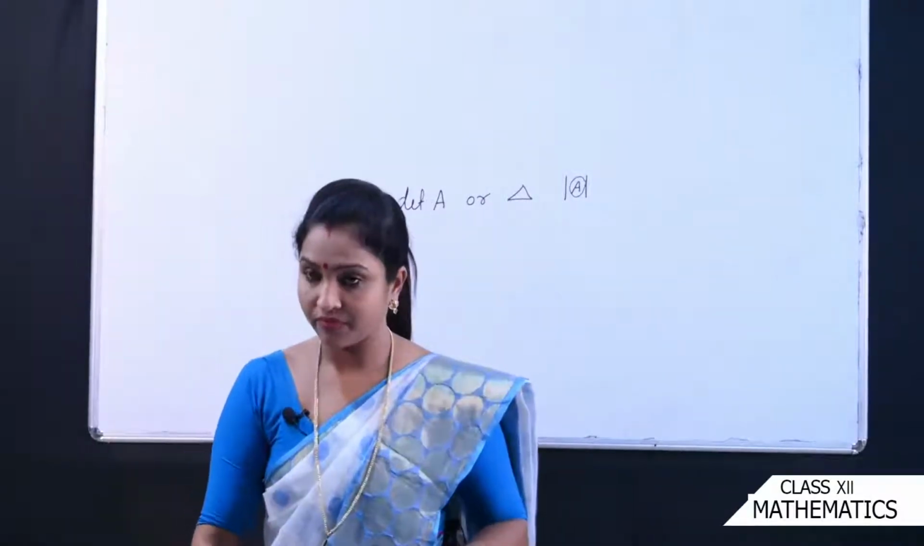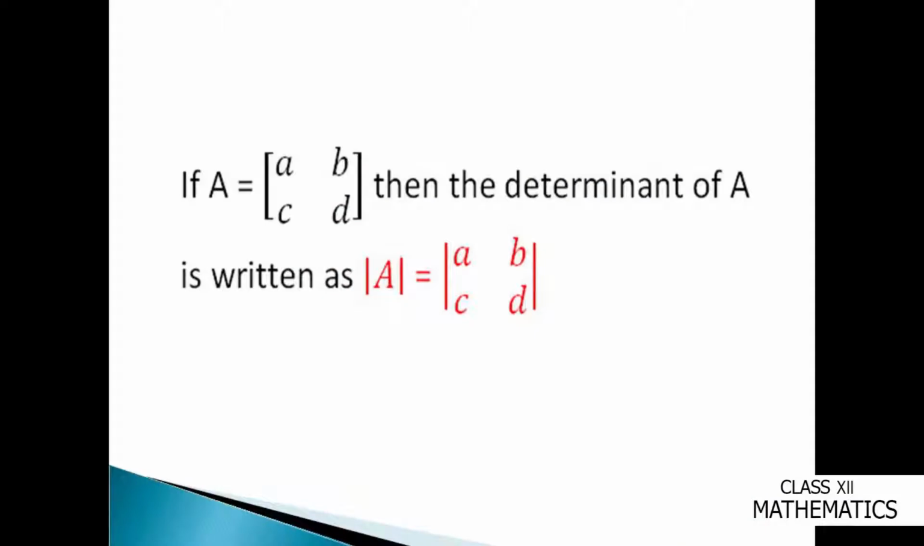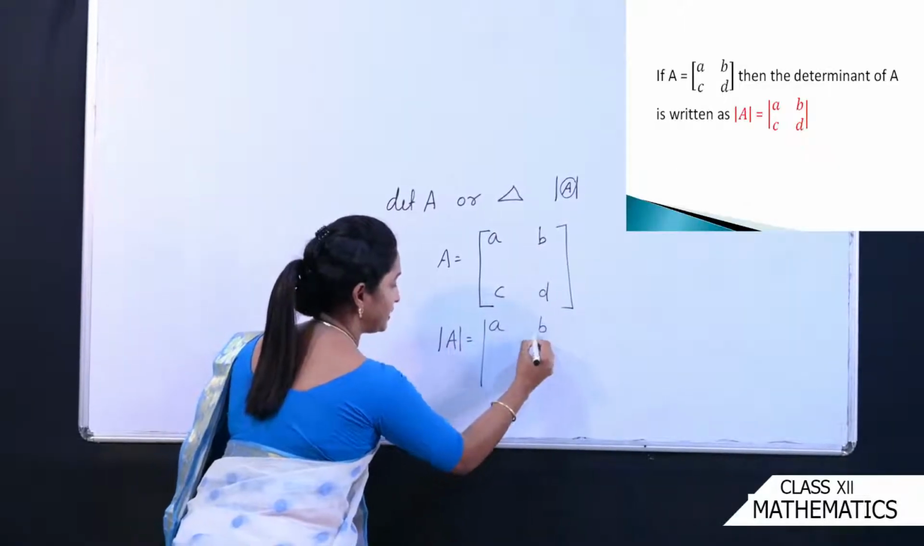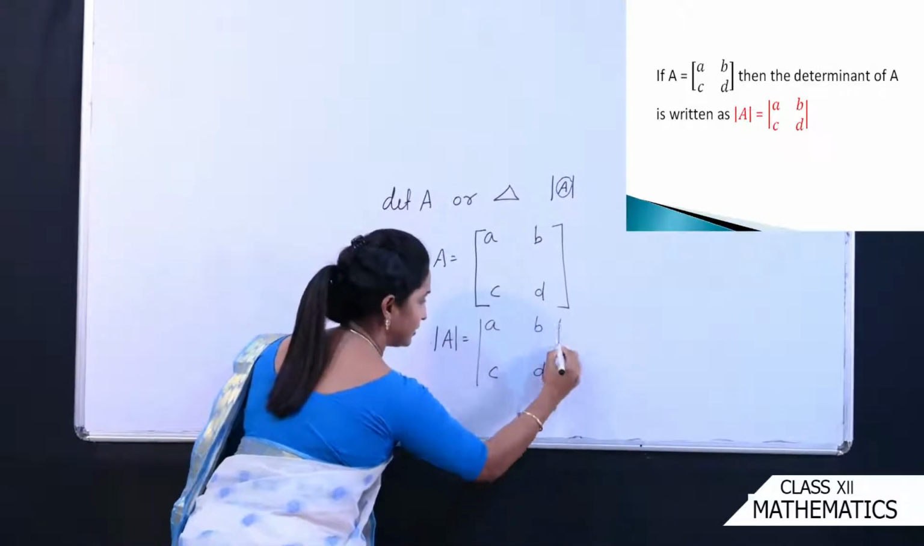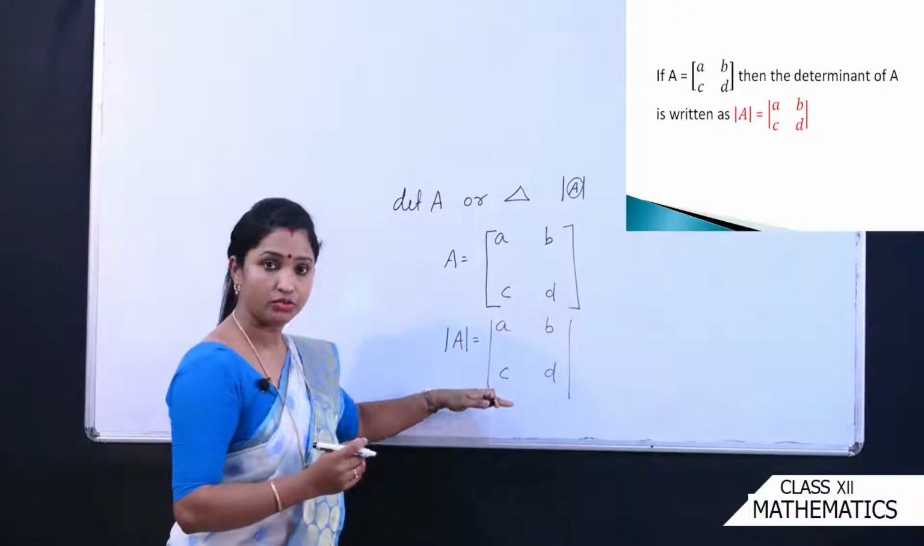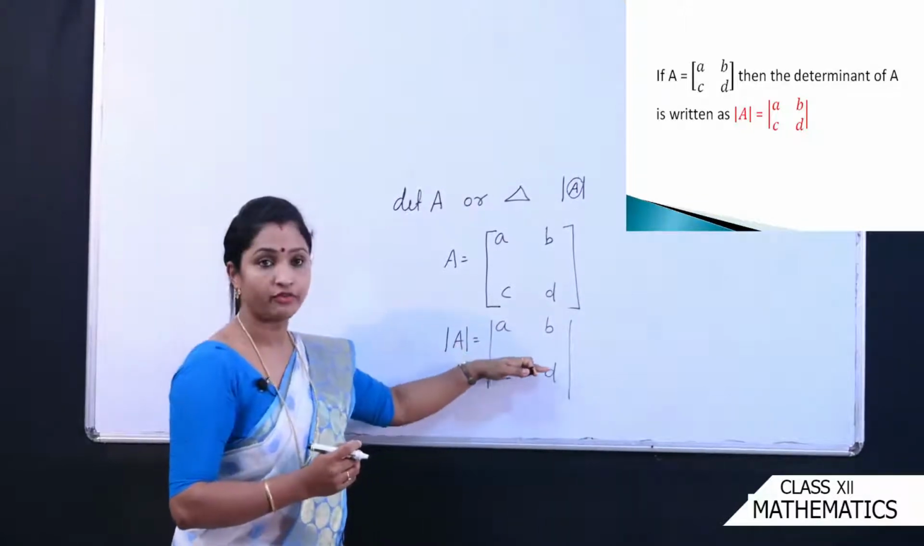Now we'll go to the next part. See here, you can see in my slide, if you take A as a square matrix with rows a, b and c, d, then if you want to find the determinant, it can be written as |a b; c d|. Clear? इस symbol के अंदर आपको लिखना है. Is that clear to you? Okay, so this is the determinant of A.